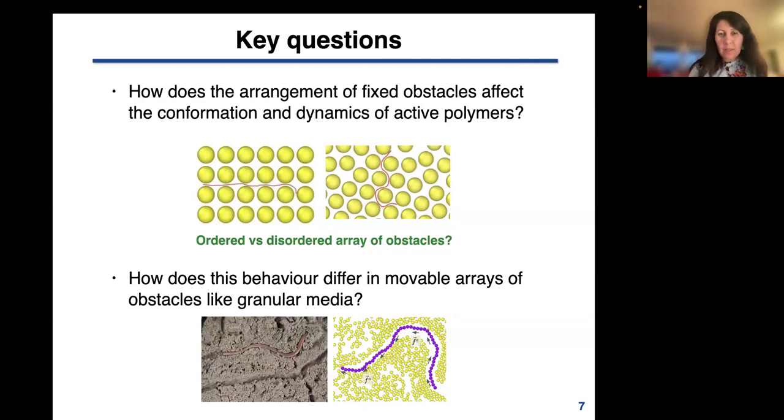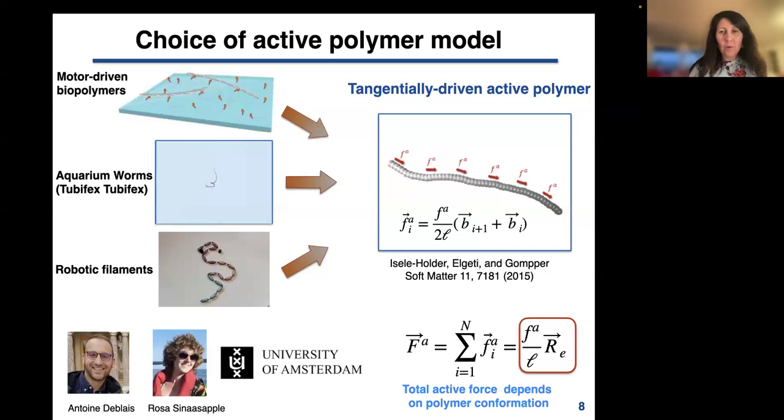So let's get started. As I told you, there are a variety of active polymer models, so the question is which model we are choosing. We opt here for a model which I find very interesting, the tangentially driven active polymer model, which was put forward by the group of Gerhard Gompper. As I said, the feature of this model is that the active force is tangential to the backbone. And to me, it's a first order reasonable approximation for many biological systems.